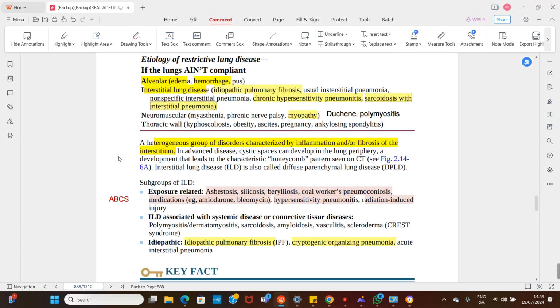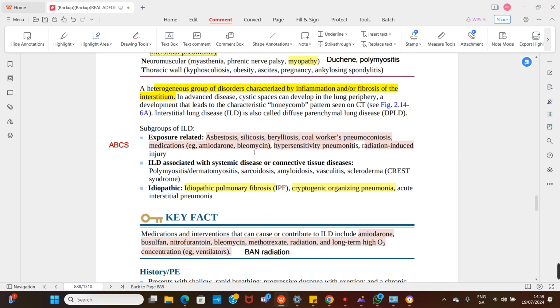So in advanced situations, you start seeing cystic spaces on CT in the lung periphery, which you call the honeycombing pattern on CT. We are going to see it. Once you are seeing honeycombing, you are seeing holes in the lungs filled with air. You know that's advanced stuff. The normal stuff you see is just granular opacity, reticular networks, nodular opacities. But once you are seeing honeycombing, the person is gone.